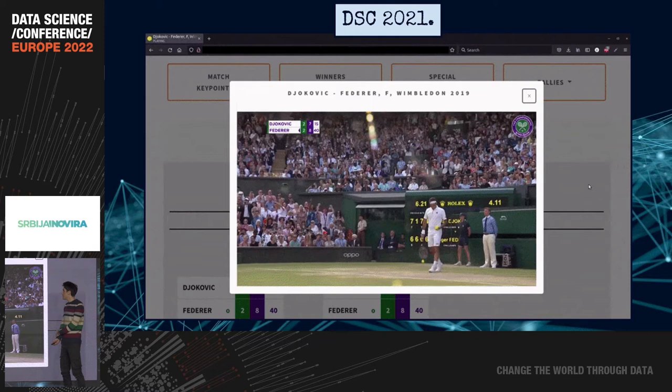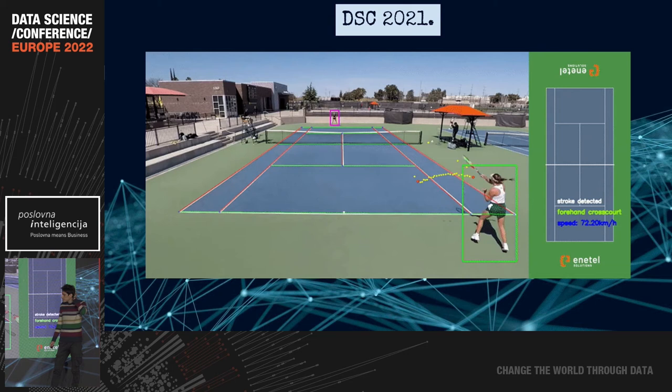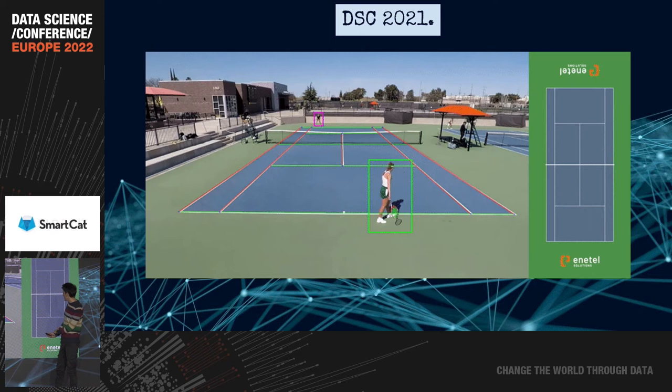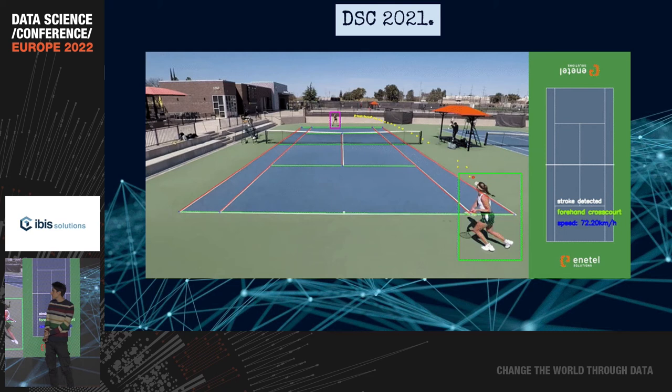After we segmented the match into single points, we wanted to analyze those points separately. We are now able to track the ball, track players and recognize their strokes, and also to detect the court. We can also detect ball bounces and their speed, of course.